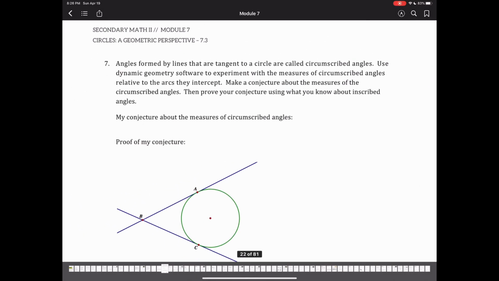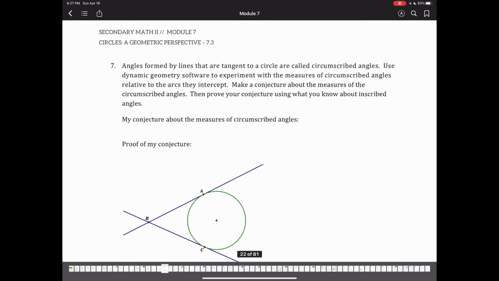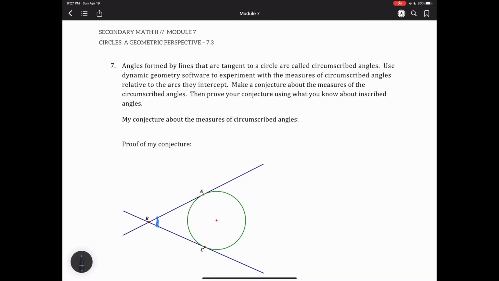So now, angles formed by lines that are tangent to a circle are called circumscribed angles, right? Use the dynamic geometric software attached that you've used once already to experiment with the measures of circumscribed angles relative to the arcs they intercept, okay? So, looking at arc AC and deciding how that relates to this angle right here, okay? So that's what you're going to be looking at. See if you can figure out if there's any relation between the arc and the angle CBA. So go ahead and give that a try.